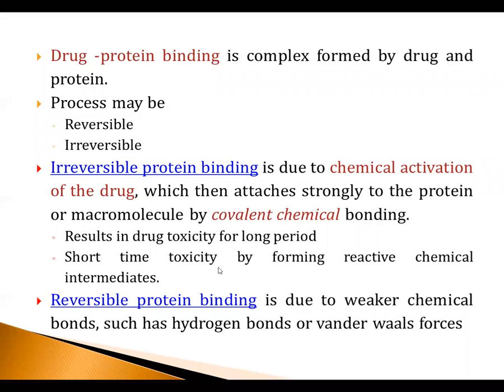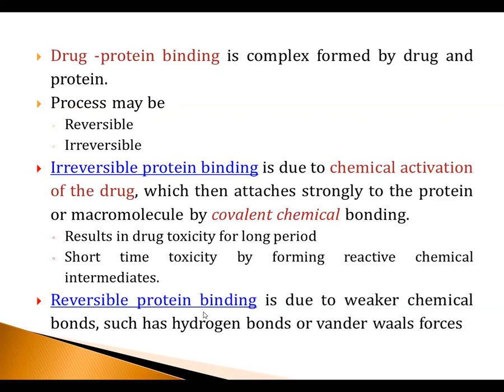Though we use the word irreversible, it cannot be a permanent binding with the protein, but it happens for a longer duration of time. This longer period results in longer duration toxicity, or shorter. There is also a possibility of short-time toxicity by forming reactive chemical elements. A chemical reaction can happen, and that chemical reaction is mainly because of the covalent bonding, or by forming some chemical intermediates because of the interaction.